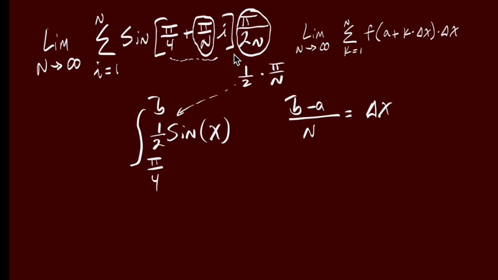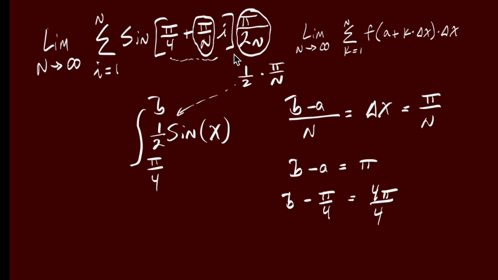Okay, so now we're going to have b minus a equals delta x, where our delta x equals pi over n. So that means if we match the numerators, we're going to have b minus a equals pi. We know that a equals pi over 4, so we ask ourselves, what would b have to be? If we add pi, which is 4 pi over 4, to pi over 4, we get 5 pi over 4. So b has to be 5 pi over 4. And that is your final definite integral.